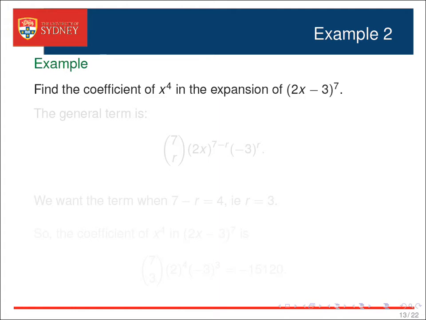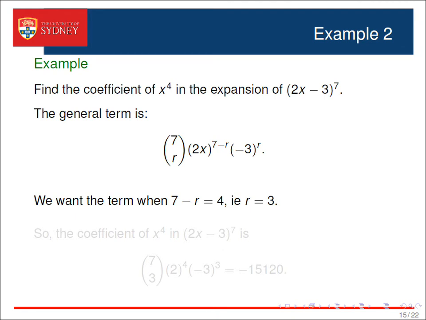Let's have a look at one more example. Here we want to find the coefficient of x to the power 4 when we expand 2x minus 3 to the power 7. We can of course expand this using the binomial theorem, but since we are only interested in one term, we can just use the general term.